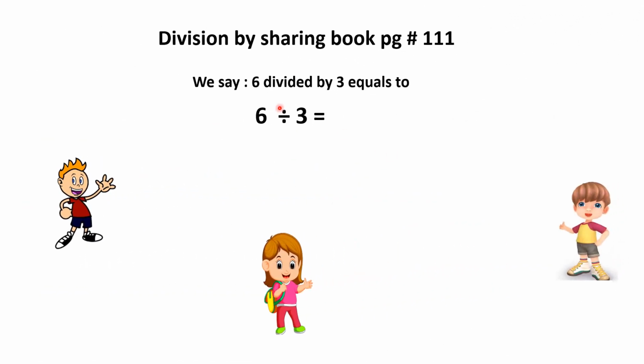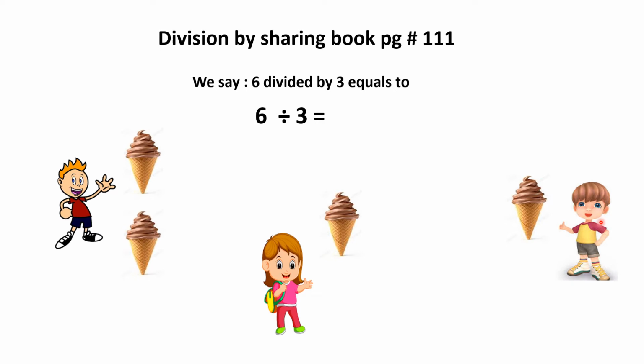Students, the question is divide 6 ice creams among 3 children. This is the sign of division. So there are Moez, Adiba and Salim. They are waiting for ice cream. Let's see how many ice creams each child will get. Start sharing. First I will give to Moez, Adiba, then Salim. We have distributed 3 but we have 6. Give more. Again start from Moez, Adiba and Salim. So I have distributed all the ice cream cones.